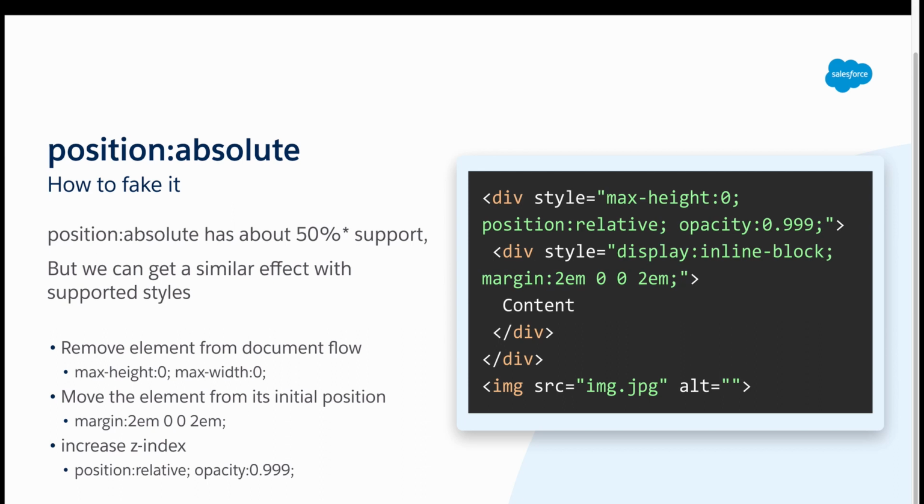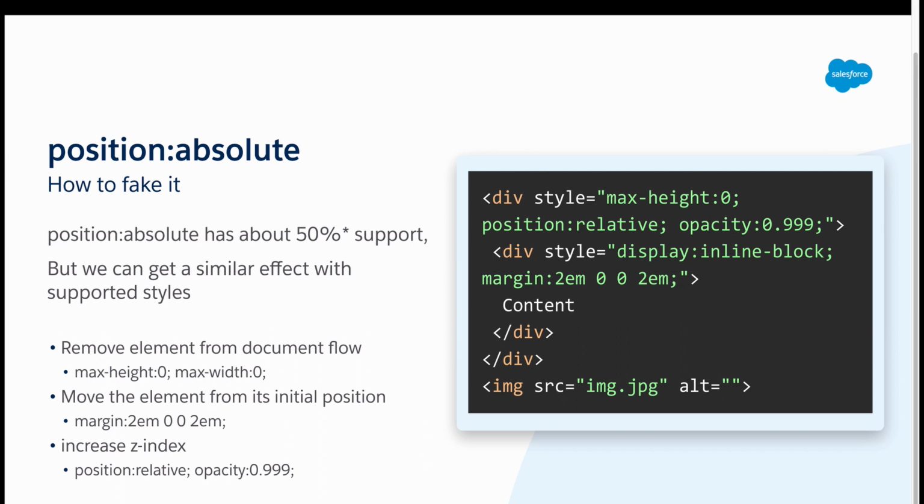So then we've got our element, we've taken it out of the document flow, and we've moved it to its new location, but we might have some issues with z-index now, as the content which was below it has now moved up to cover it potentially. So how do we work around that? z-index doesn't have great support, but you can engage z-index without giving it a value by using position relative or by using opacity with a value less than 1.